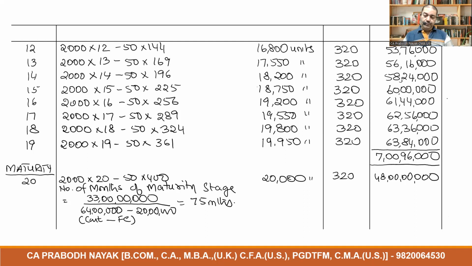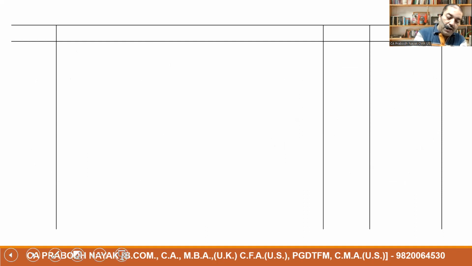Done. Fine. Now what we do is, the maturity stage continues for 75 months. So after 75 months, what will happen? Decline stage starts. Okay, so I'll continue on the next slide. And I write here decline stage.